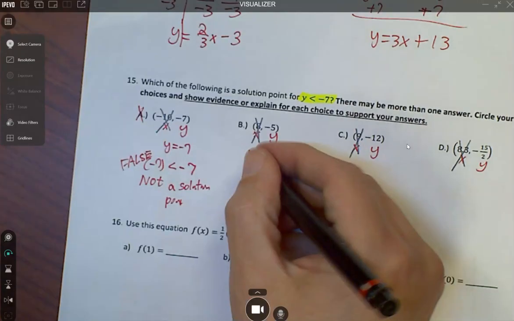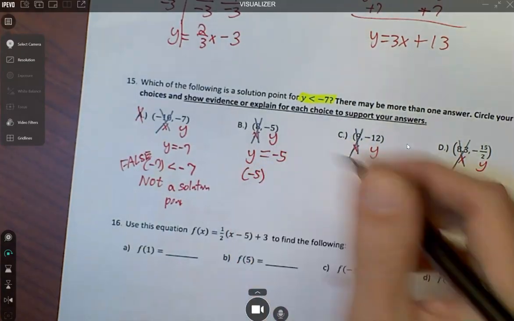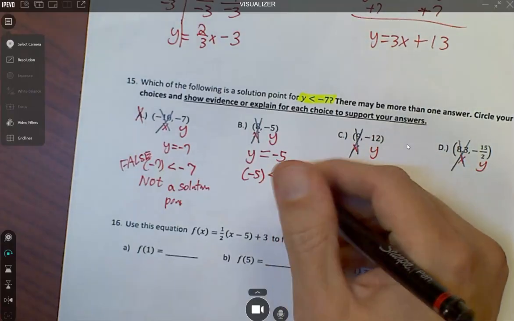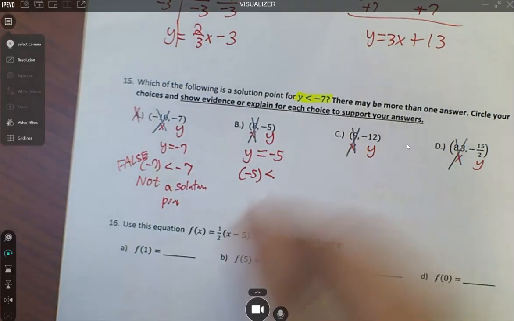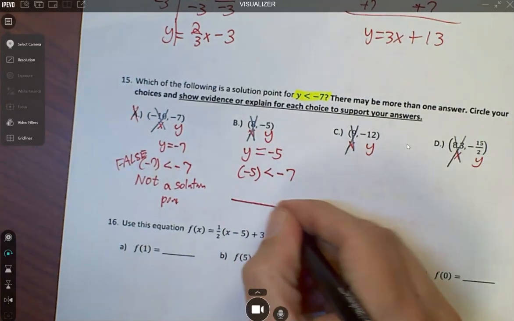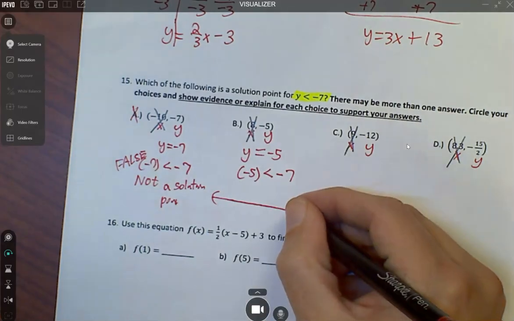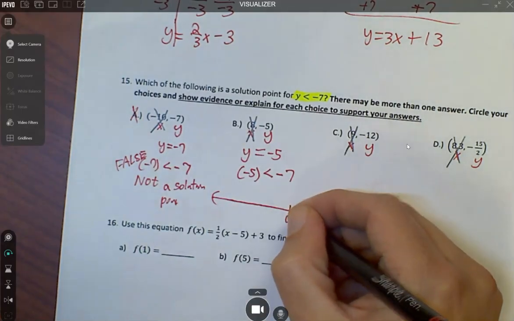Okay, this is telling me y is negative 5. If I put it in for y. Okay, a lot of kids think it is smaller. Negatives are different. So if I draw a number line, here's 0.